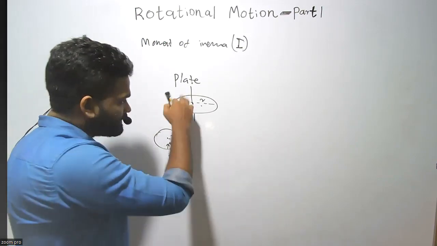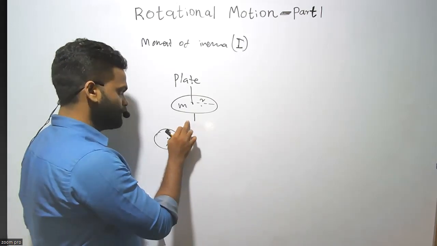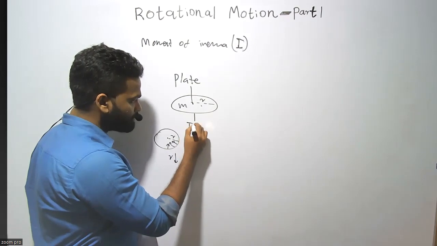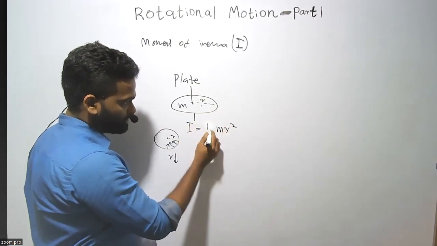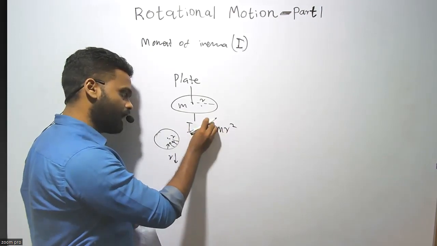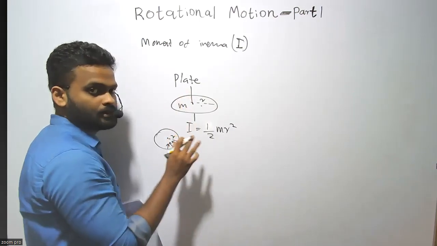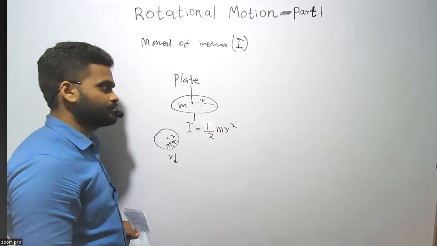In order to find that, we need integration methods. But since you don't have that in the syllabus, you just have to remember this equation. So it is not mr squared. Now it is half of mr squared. So the moment of inertia is 1 over 2 mr squared. Now you need to remember that this is for a plate.